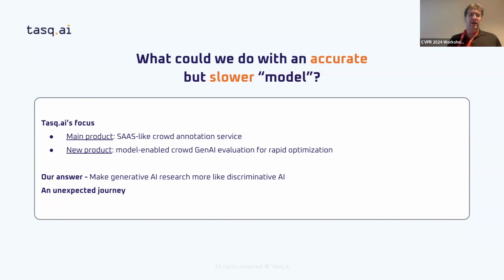It's the main product, and now I recently joined to see what we can do with it that is not just standard annotation. What we are doing now is trying to enable generative AI evaluation in order to have rapid optimization of models. So in general, we are trying to make generative AI research feel more like discriminative AI. We set out to do standard evaluation, but along the way, we discovered more unexpected challenges, and I would like to take you on this journey.